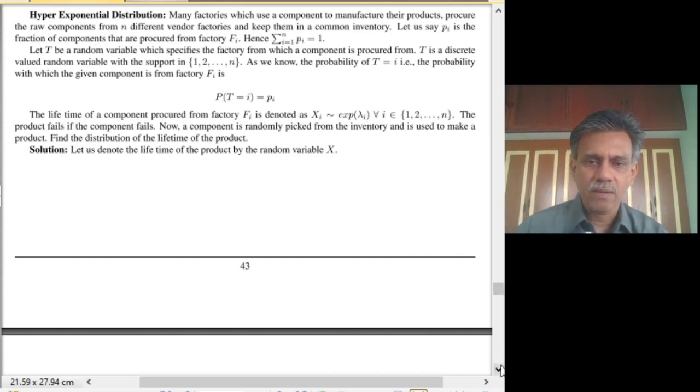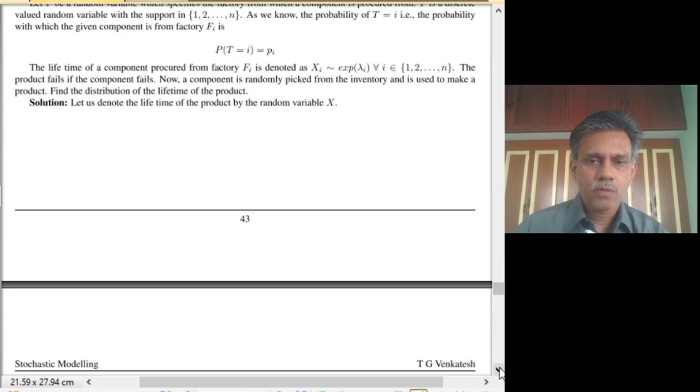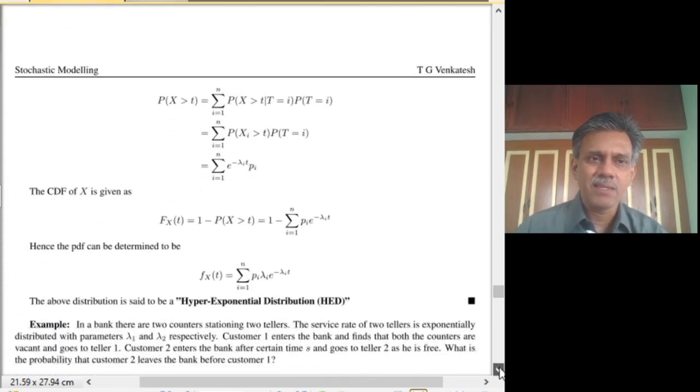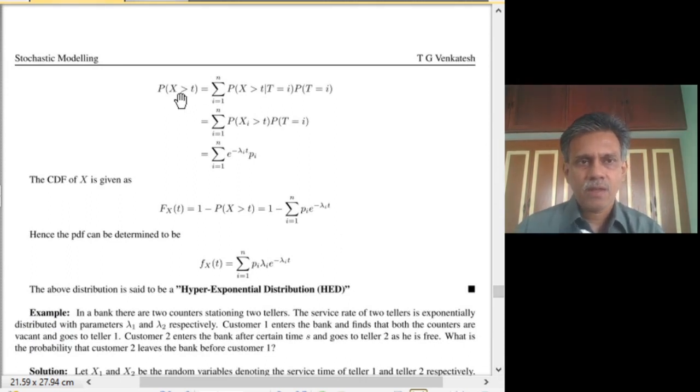So how do we find it? We compute this. First we will consider the CCDF of x, which is the lifetime of a randomly picked component, to be greater than t. If you know that the item being picked is from the ith factory, then we know what this is. This is nothing but the CCDF of xi. So we will put that condition.